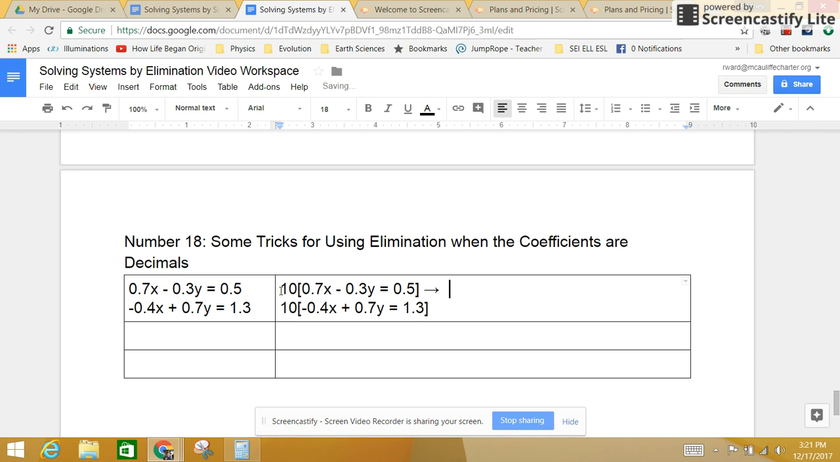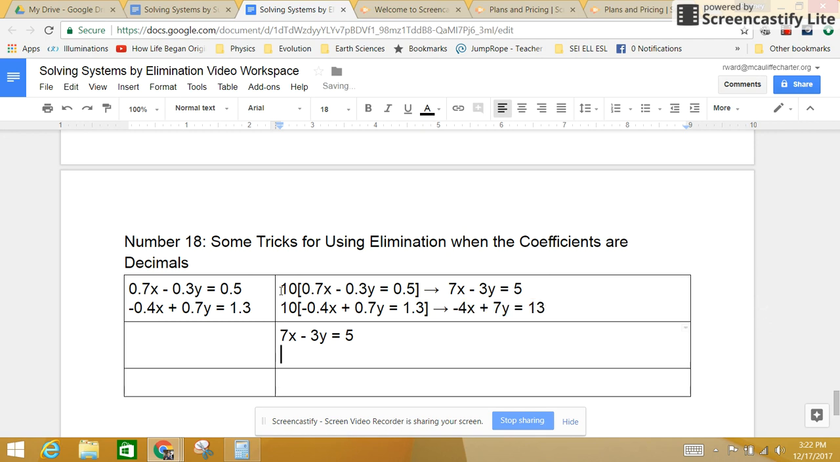So 10 times the first equation gives us 7x minus 3y equals 5. The second equation, multiplying by 10, gives us negative 4x plus 7y equals 13. Okay, now I'm going to take these two equations and start working the elimination magic on them. All right.